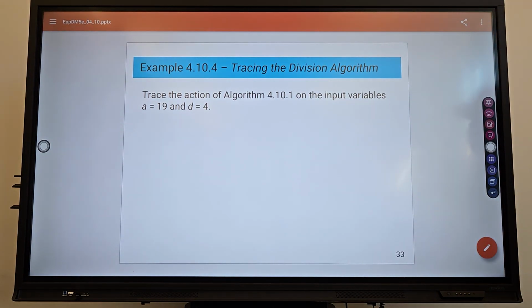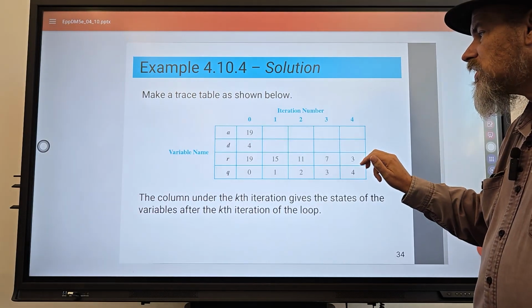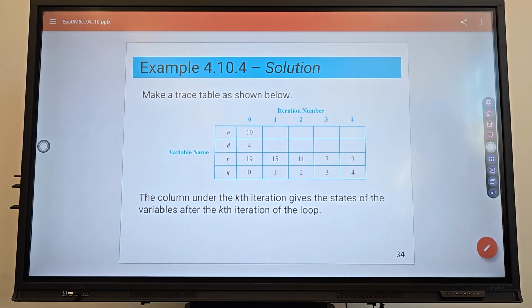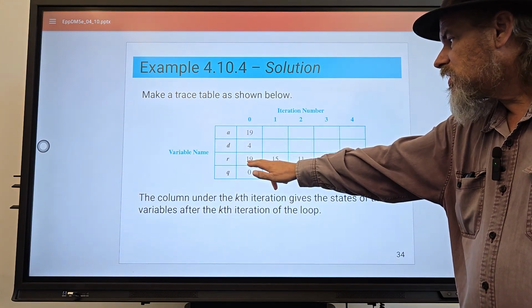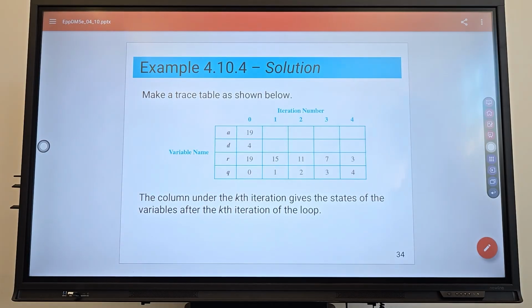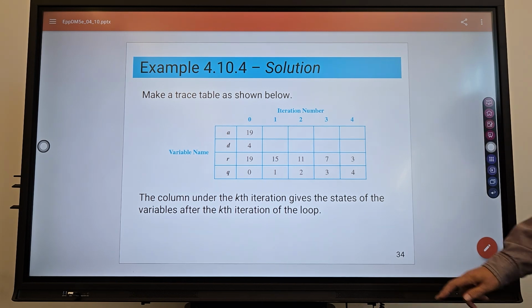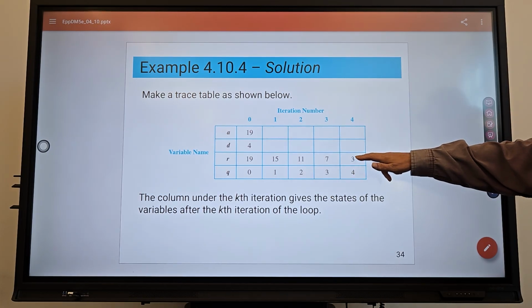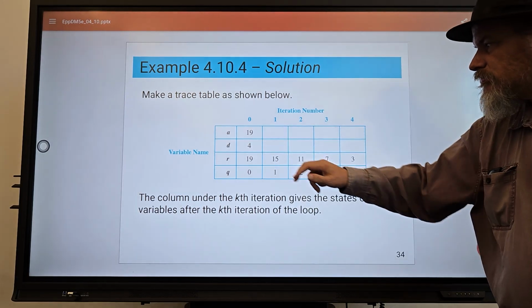So trace the action of the algorithm on the input variables a equals 19 and d equals 4. With repeated subtraction, you're subtracting the divisor 4 from a repeatedly, and your quotient counts up until your remainder is below the level of d.